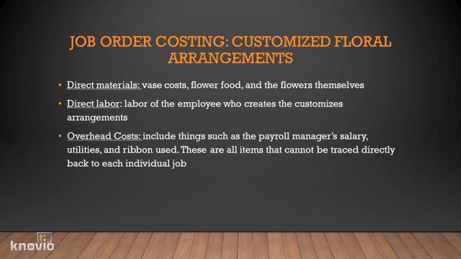So one of the similarities for the customized floral arrangements is that the direct materials are going to be the base cost, flower food, and the flowers themselves. Direct labor is going to include the labor of the employee who actually creates the customized arrangements. And the overhead costs are going to include things such as the payroll manager's salary, utilities, and the ribbon used. I put the ribbon here because the overhead costs are things that cannot be traced back to each individual item. And it's kind of hard to trace exactly how much ribbon was used per vase when you're buying so much ribbon in bulk.